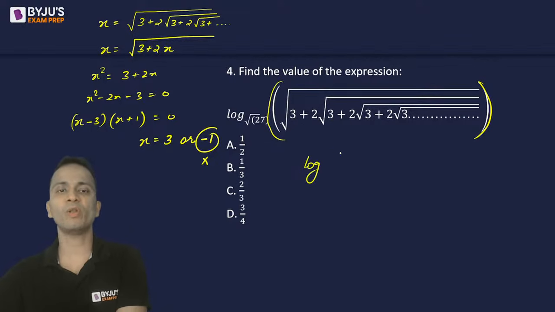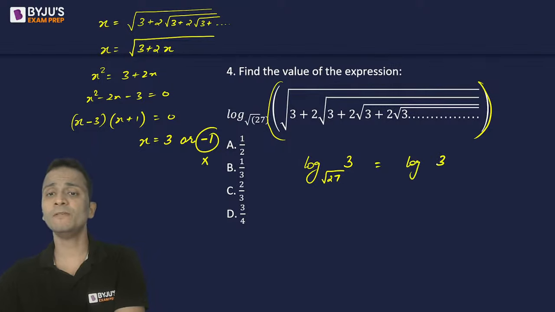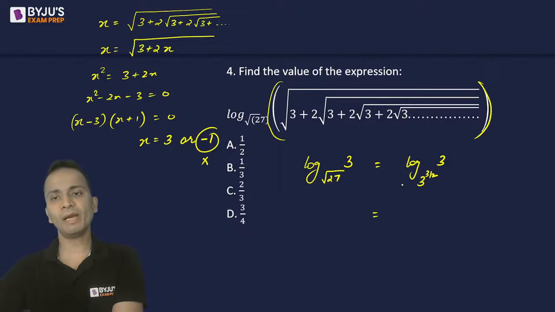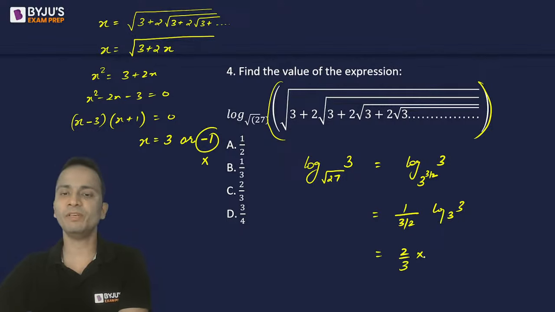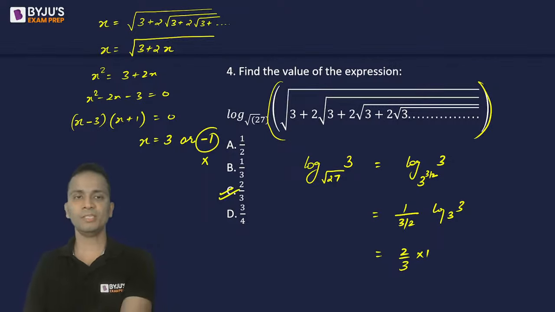So this entire expression will become log of 3, and the base is under root of 27, which can be written as log of 3 in the base under root 27. Under root 27 can be written as 3 raised to the power 3 by 2. Now 3 by 2 will come in the denominator, so it will become 1 upon 3 by 2 log of 3 to the base 3, which will be written as 2 upon 3. Log of 3 to the base 3 will be 1. So the final answer will be 2 by 3. That is option C. So option C is the final correct answer for this question.